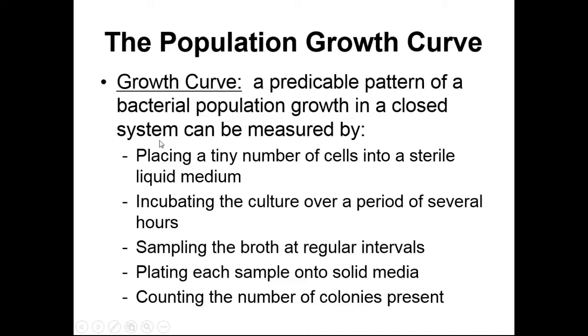You typically start by placing a tiny number of cells into a sterile liquid medium or liquid environment. Usually this is going to be nutrient broth. And this is known as inoculating the sample. After inoculating the sample, you put it in an incubator and you culture it over a period of several hours.